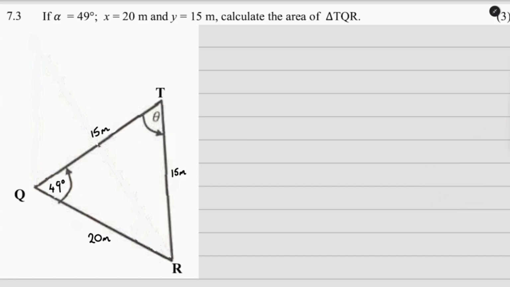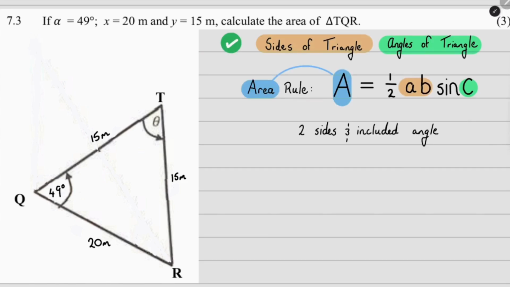So let's grab the area rule quickly. Okay, so with the area rule, there's a small term and condition that you've got to adhere to. If you're going to use the area rule, you've got to use 2 sides and the included angle. So I'm going to go to the angle I know, and then I have to use the 2 sides that are next to the angle. So I'm going to have to use the 15 and 20, and I'm literally just going to sub it in here.